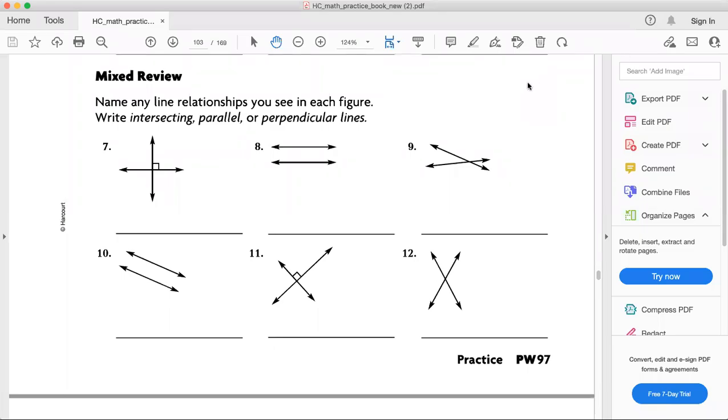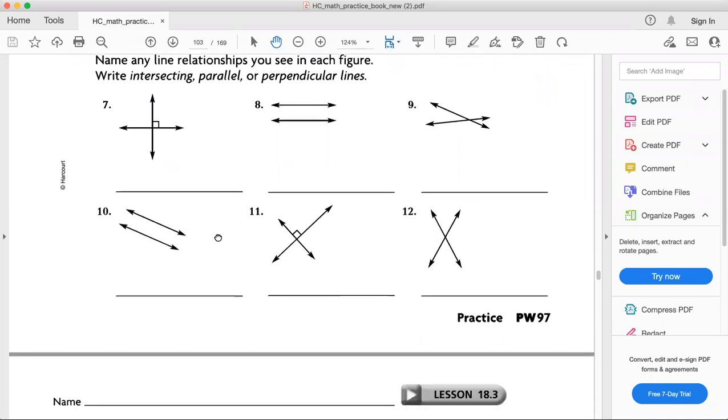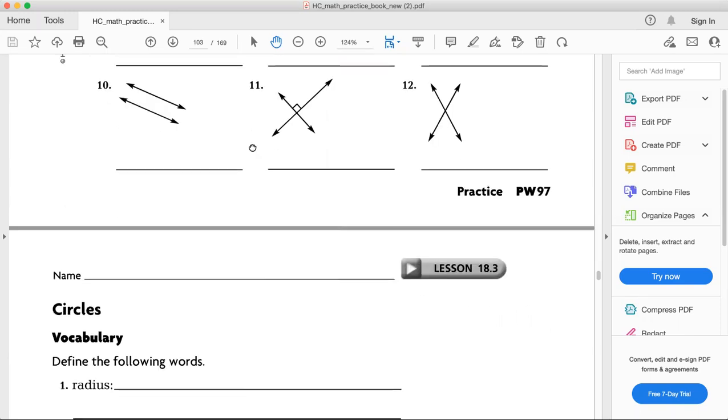Number 9 will be intersecting. Very good. Number 10. Number 10 pillar. Very good. Number 11. Number 11 perpendicular. Very good. Number 12. Intersecting. Very good. Excellent, Tuhin.